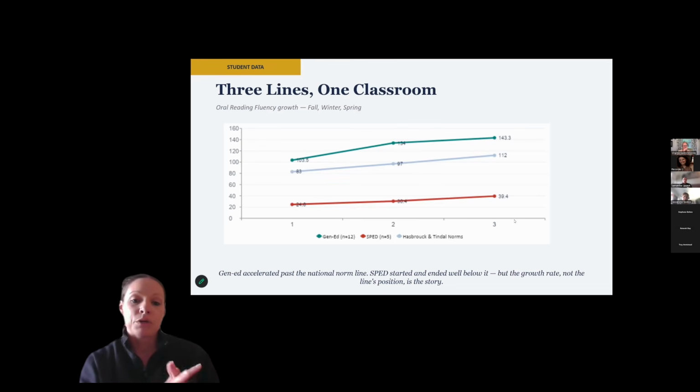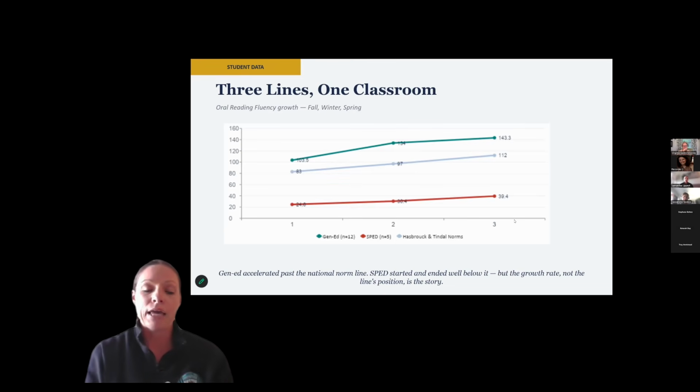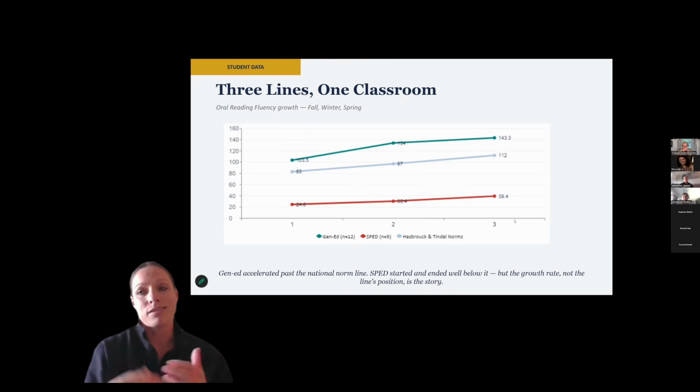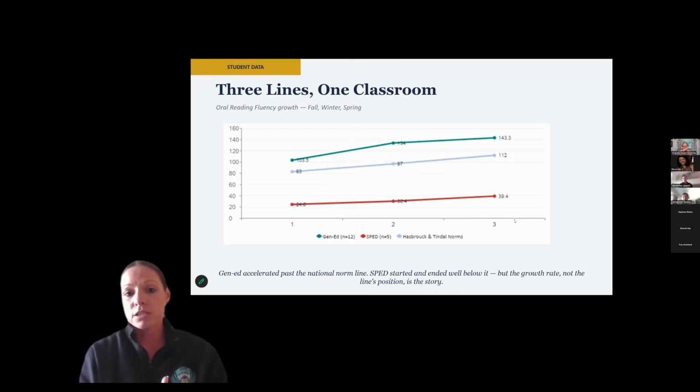So in my classroom, like I mentioned earlier, I have 18 students, and a third of my class is qualified for special education, and then the rest of the class. That ended up being about 12 gen ed students and 6 identified students. If you look at this chart here, there are three different lines on it.